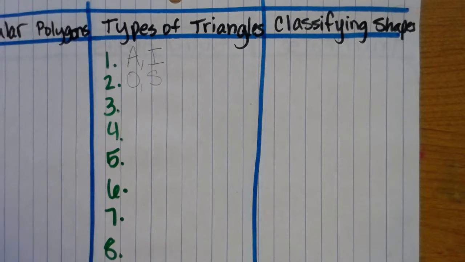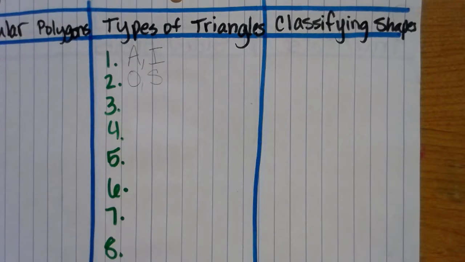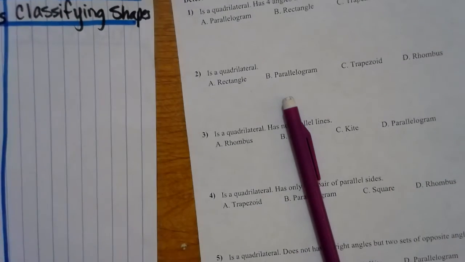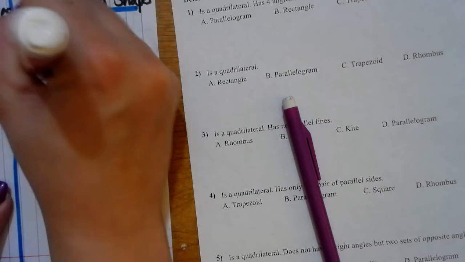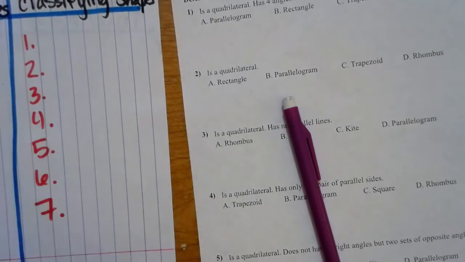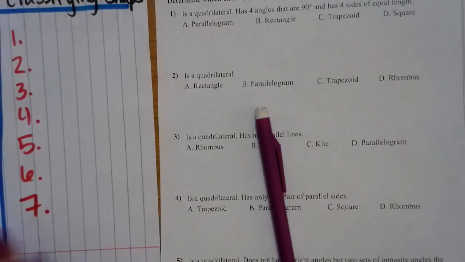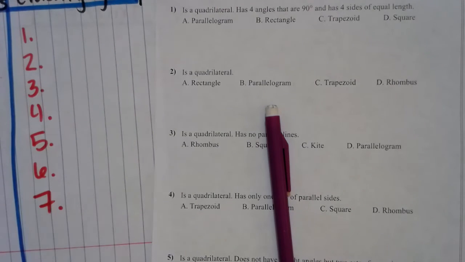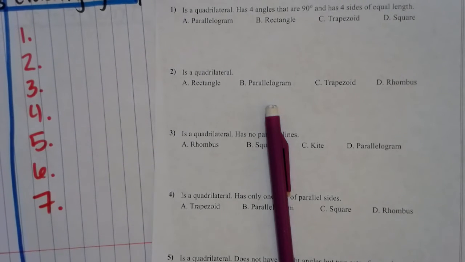And the next thing you are going to go to is classifying shapes. So make sure you are there. And there are 7 problems. I'm going to go ahead and label this. 1, 2, 3, 4, 5, 6, 7. Okay? And you are just picking which one of these matches the rule.